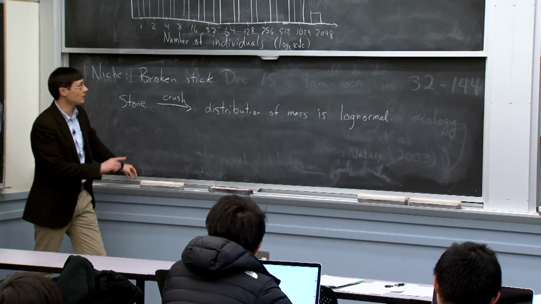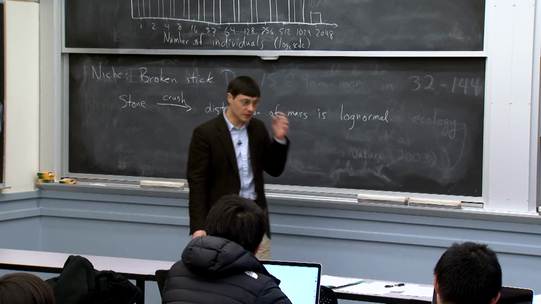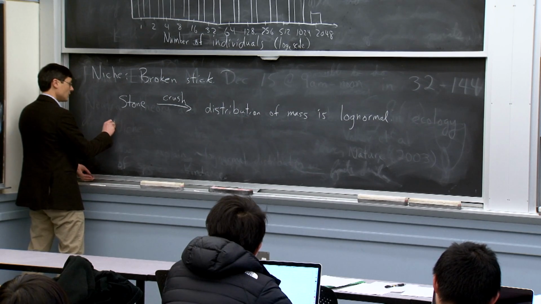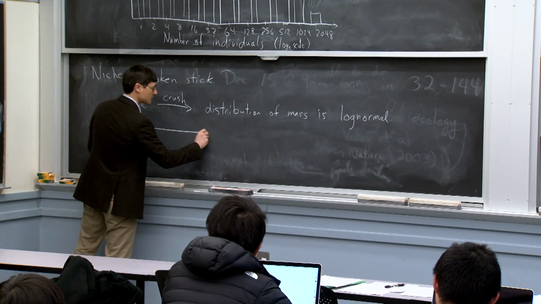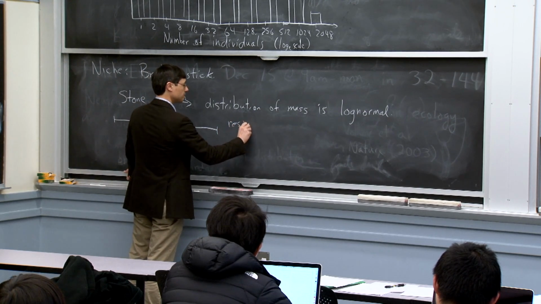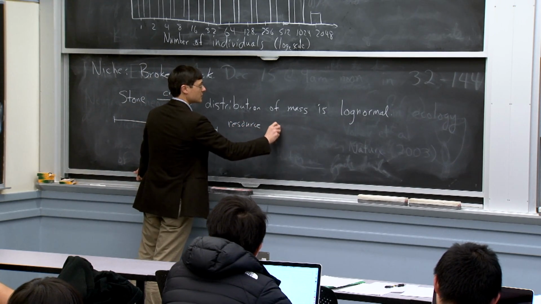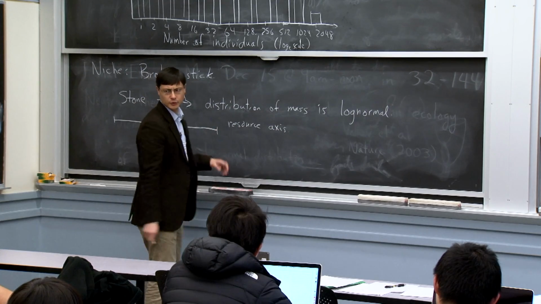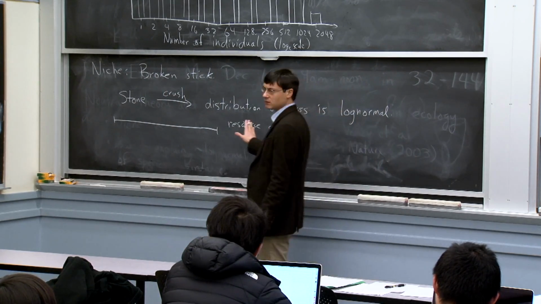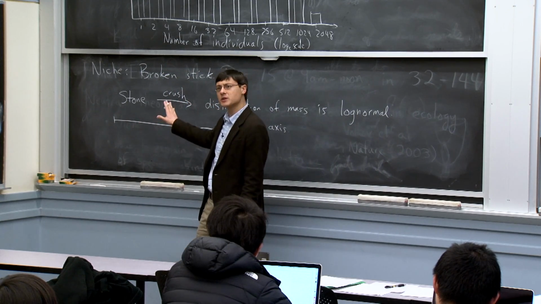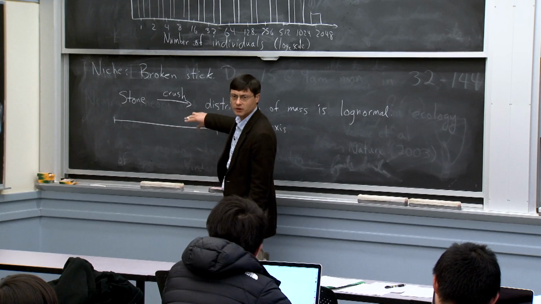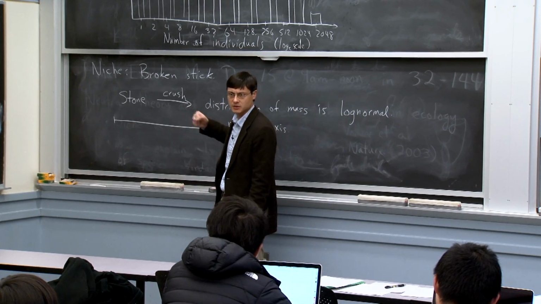Okay? And I'll describe what I mean by that. Typically, the broken stick models say there's some resource axis. This is a resource axis, and this could be, for example, where you're getting food from. Now, we're going to have to divide up this resource axis among some number of different species. And what we're going to assume is that the number of individuals in a species is proportional to the length of the resource axis that it's able to capture.